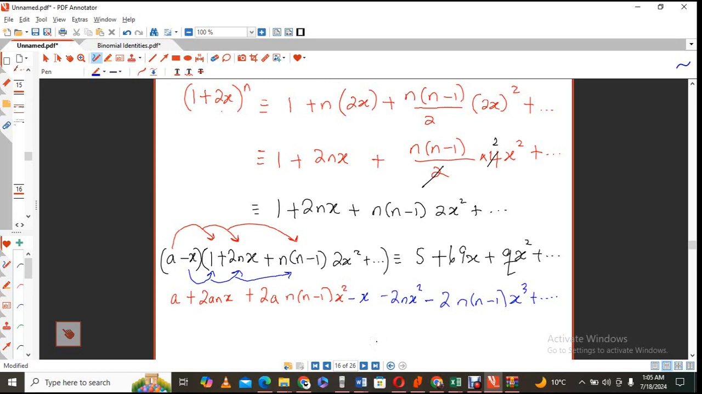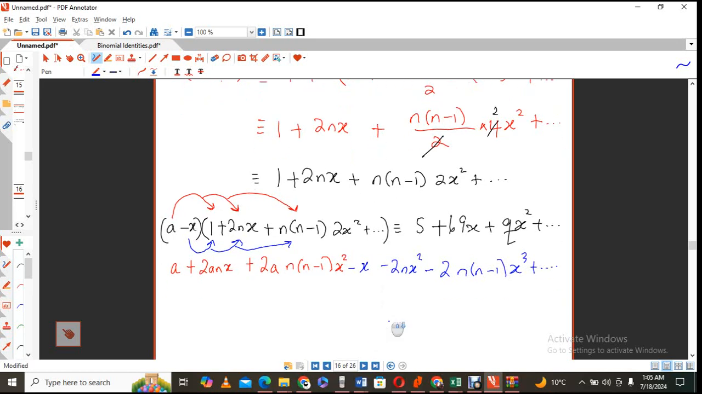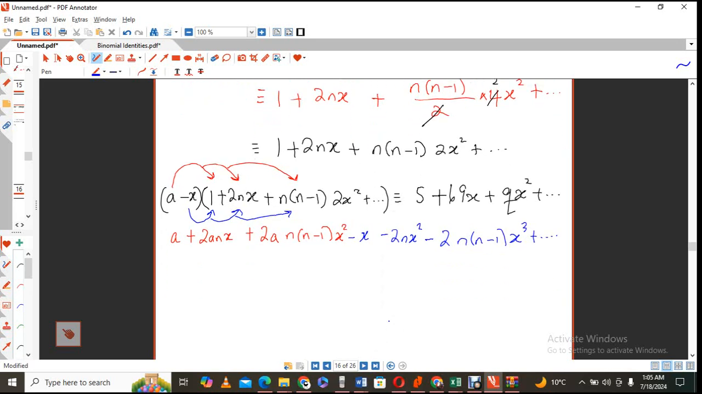Let's clean this up because there must be some like terms. Take the coefficients and so on. a is a, there's nothing you can do, so a will be there. But 2an minus this one here, this one and this one, they go together.